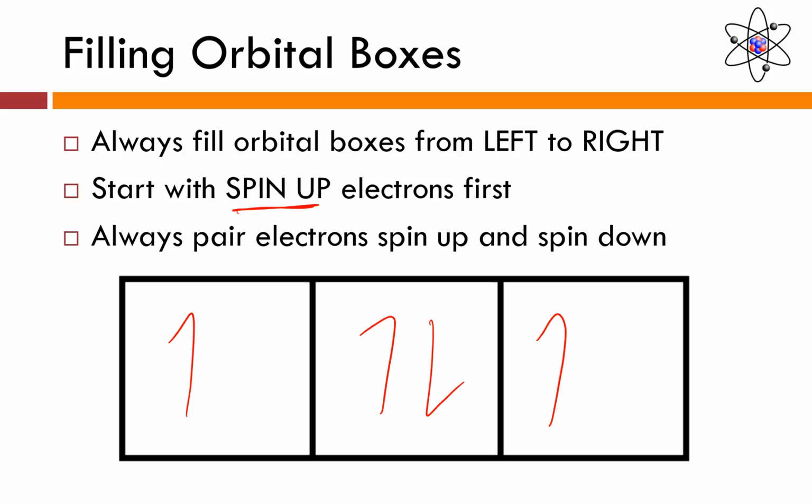How about now? I've got my spin-up and spin-down paired. I must have gotten it right. Wait, the convention is to fill orbital boxes from left to right. Technically, the spin down electron should be moved one box to the left. So that doesn't work either.